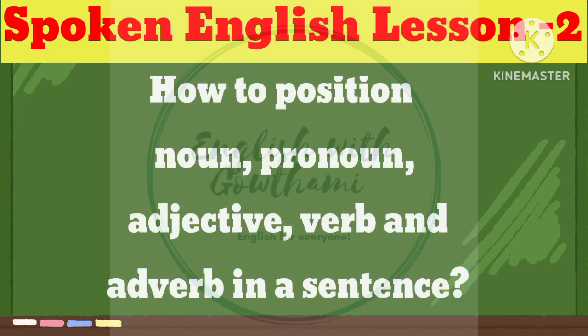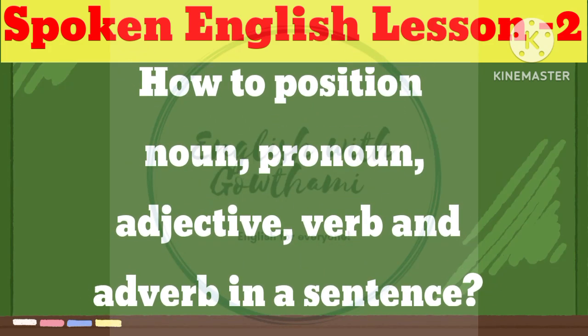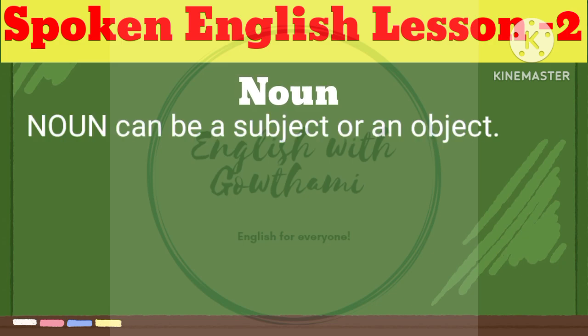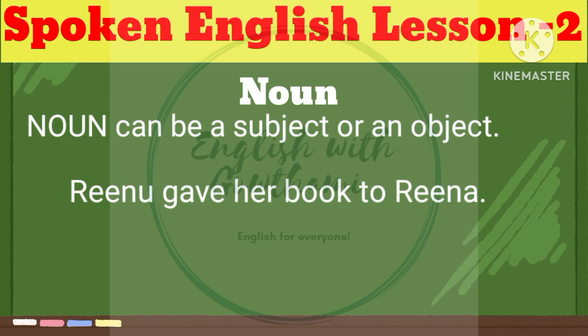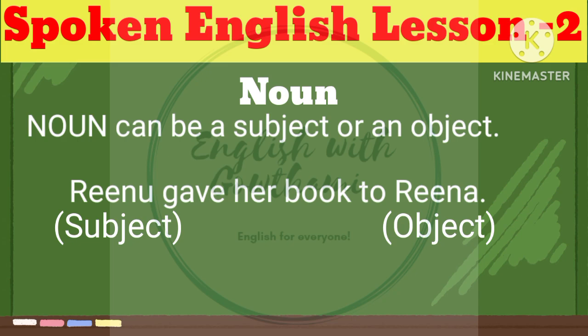Now, coming to the second topic, we shall see how to position noun, adjective, verb, and adverb in a sentence. Noun. A noun can be a subject or an object. For example, Renu gave her book to Reena. In this case, Renu is the subject, Reena is the object. But both of them are nouns. This sentence is in past tense. Gave is the past form of give.